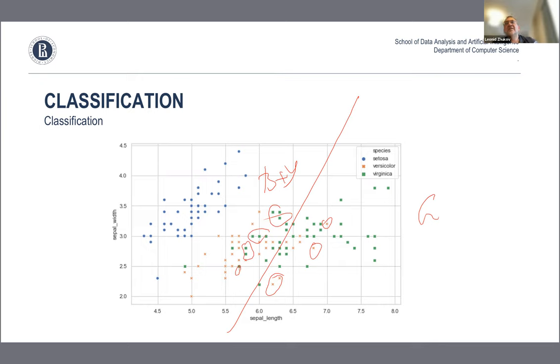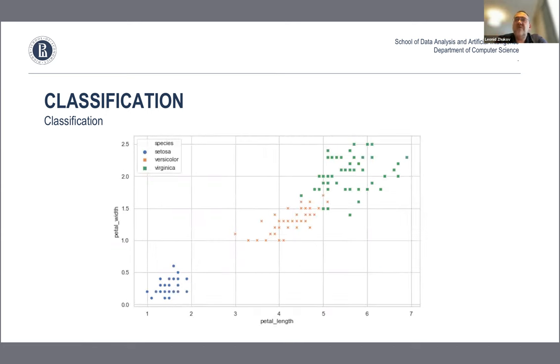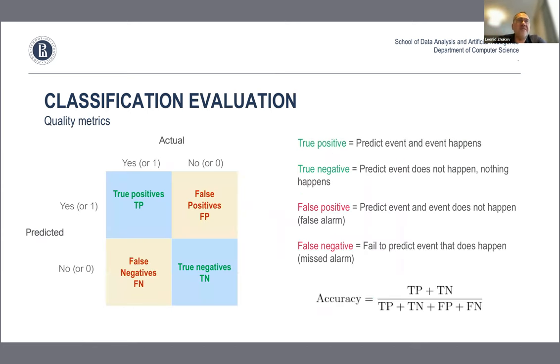And that will tell me how many mistakes the algorithm made. And of course, the fewer mistakes it makes, the better it is. So numerically, this can be expressed through class evaluation metrics, quality metrics. It's called a confusion matrix, what we have here, which compares your predicted classes versus actual, right?